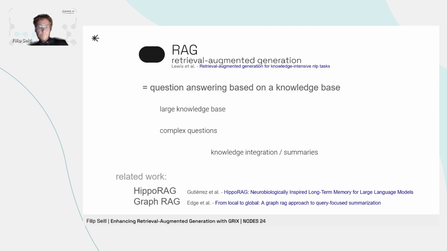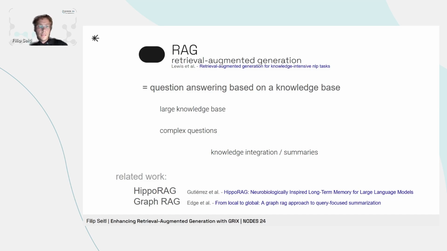So in these two mentioned related works, again, they were published this year. HypoRAG is focusing on multi-hop questions. This means these are questions which require answers gathering the knowledge scattered throughout your knowledge base.